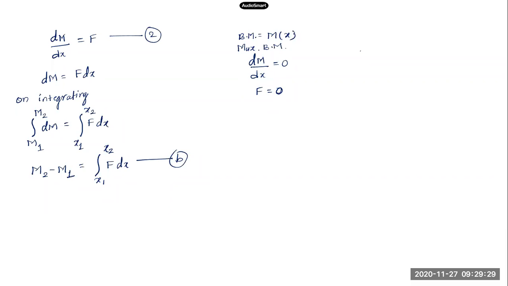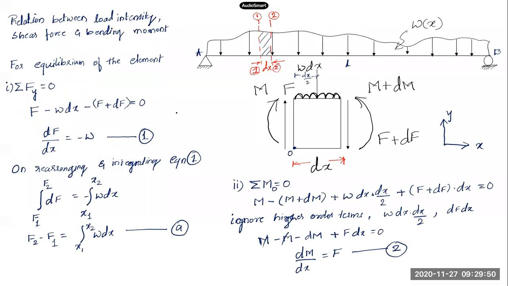This is when you have load intensity as a function of x. So these are some important relationships we have, with the load intensity, shear force, and the bending moment. Is that clear? The two main relationships are the first equation and the second equation. These are the two things to be noted here.